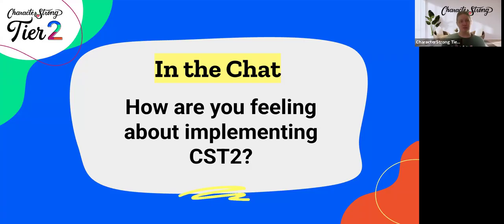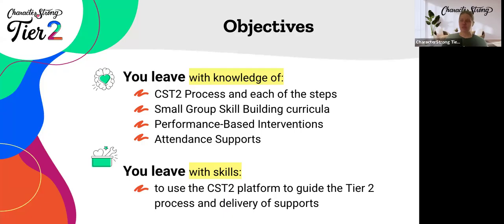So I'm hoping that with our time together today, you will start to feel a little bit more confident in going in and using and starting the process, not doing every single thing that we talk about today, but getting a good starting point. Okay, let's review some objectives for today. So my ultimate goal is to help you learn the steps of what we call the CST2 process. This is how you implement tier two. So we will go through all the steps of the process so you know what it looks like to do each one of those steps.